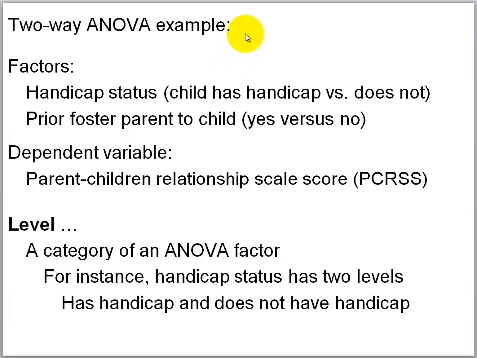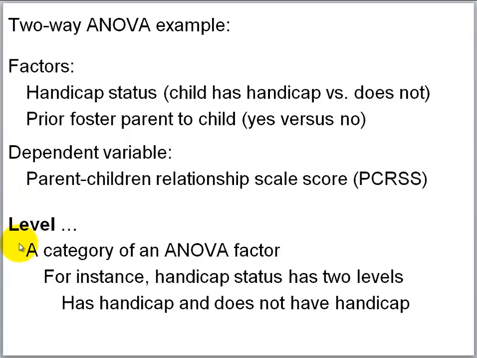For our example, let's use two variables from the special needs adoption study. One will be handicap status, and the other will be whether the adoptive parents were prior foster parents to the child. So handicap status and prior foster parent status, these are our two factors, and our dependent variable will be the score on the parent-child relationship scale. And in ANOVA, you know that the dependent variable is a numeric one.